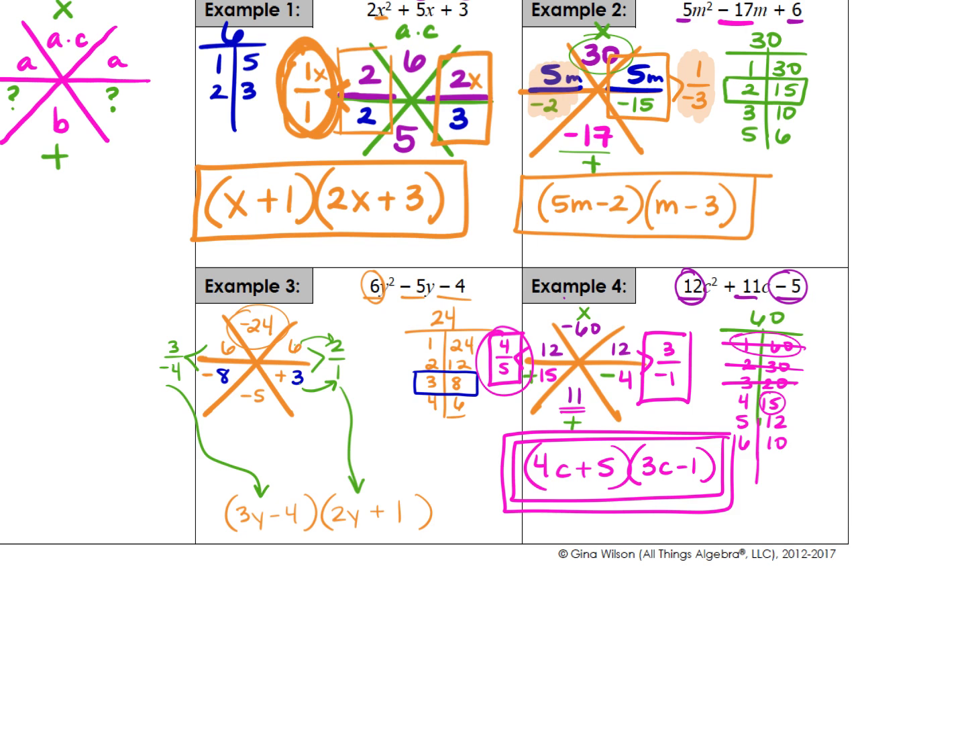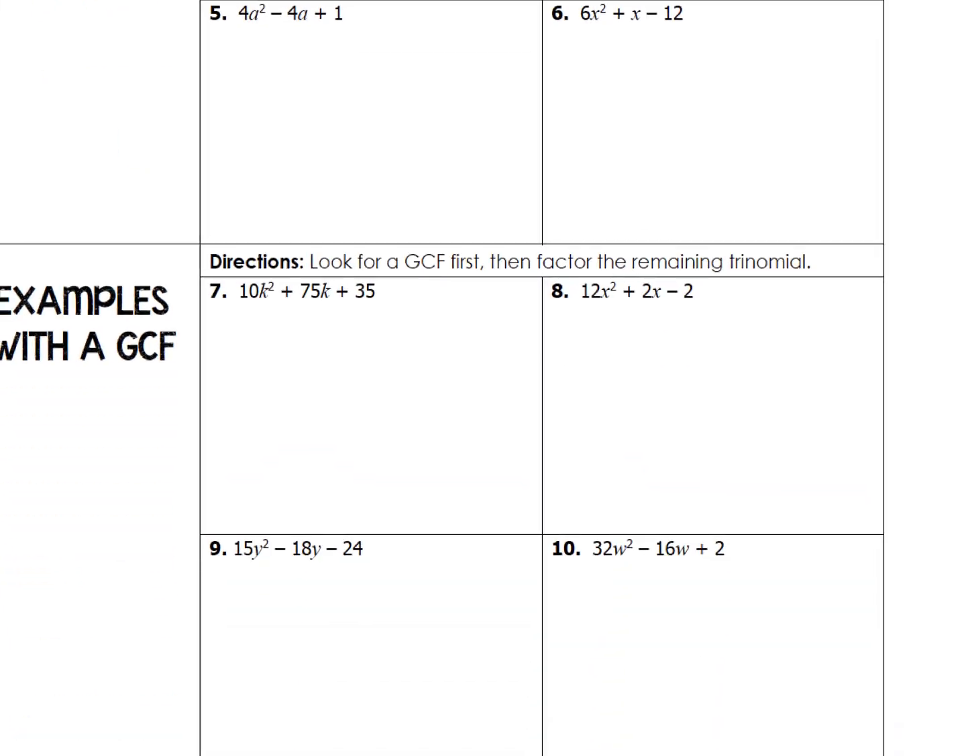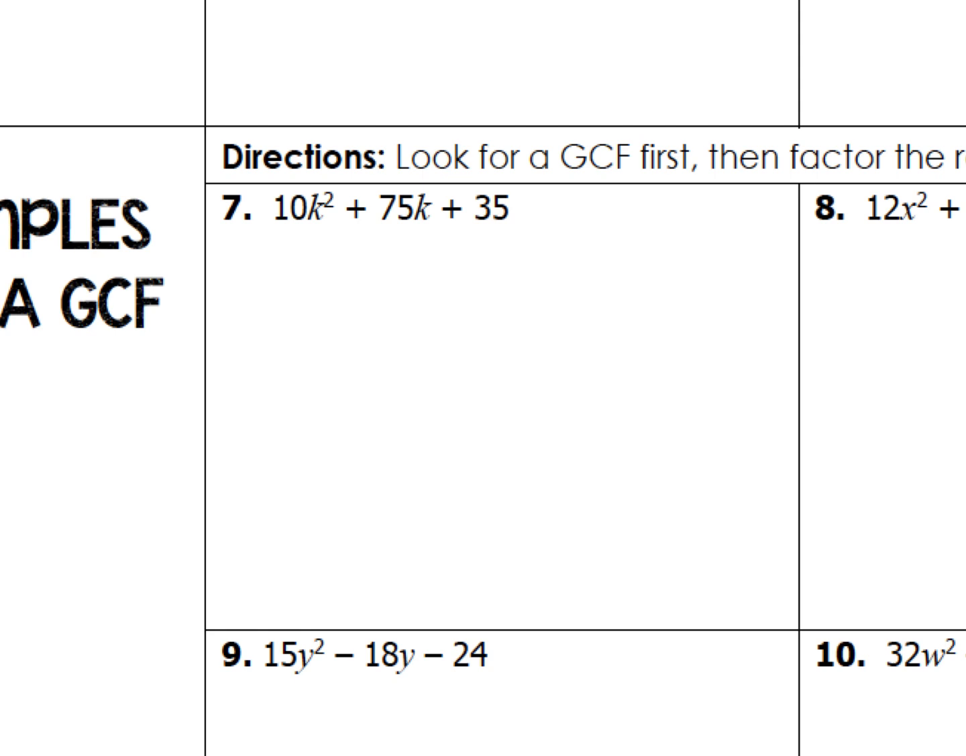It says examples with a GCF. Sometimes there will be a greatest common factor that you can pull out of everything first, but then there will still be an A term that's not 1. So let me show you on number 7 what I mean by that. Your GCF is 5. You can divide everything here by 5. So if I pull a 5 out, I'm left with 2k squared. 75 divided by 5 is 15k. And then 35 divided by 5 is 7.